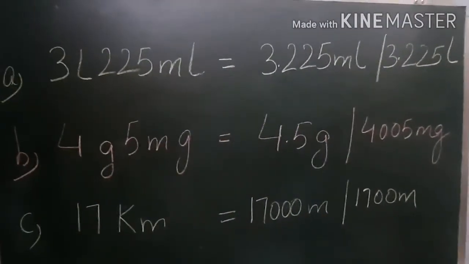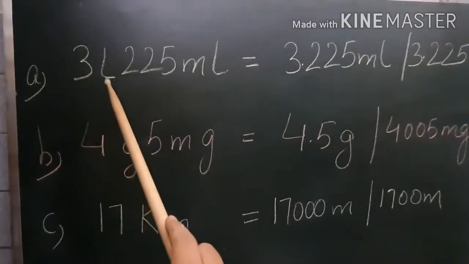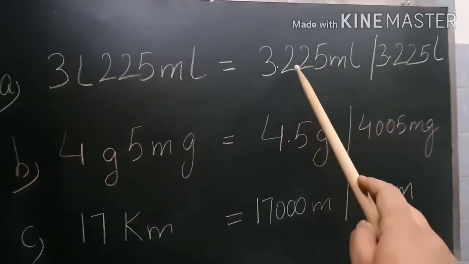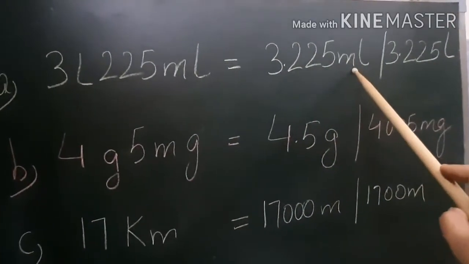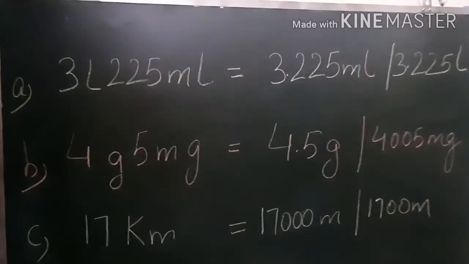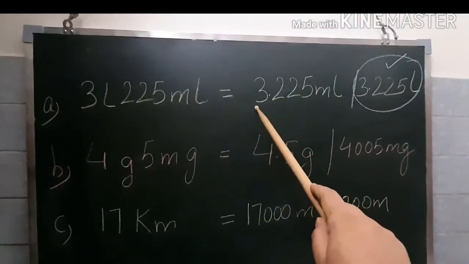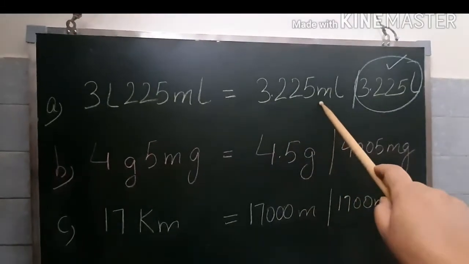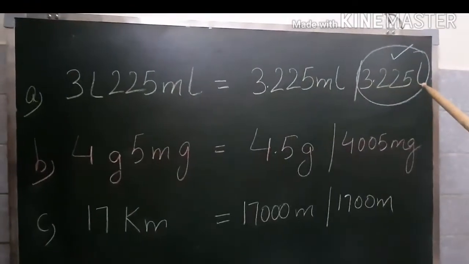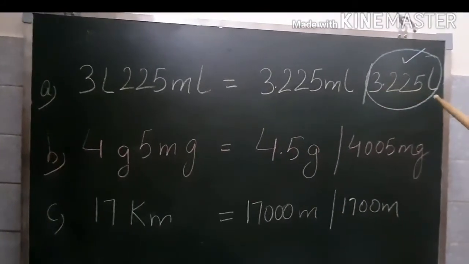Now let us check how many of you are able to answer these questions. 3 liter 225 milliliter can be written as 3.225 milliliter or 3.225 liter. Which is the correct option according to you? Some of you think that 3.225 milliliter is correct and others thought 3.225 liter is correct. And I also said that 3.225 liter is correct.